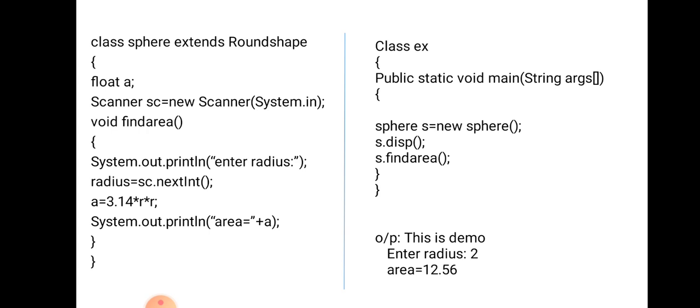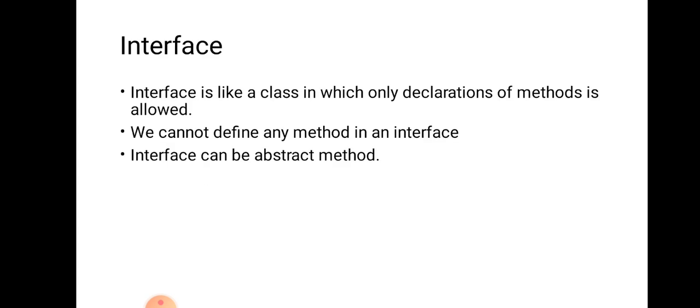So in the findArea method, the area is found here. A is equal to 3.14 into radius. So the area of the circle has been found here, and the method is only declared in the base class and defined in the derived class. In the main class we will be creating an object of the derived class and calling the methods mentioned in the abstract class. The methods mentioned are findArea and display. So those two methods have been called here. So this is an example of an abstract class.